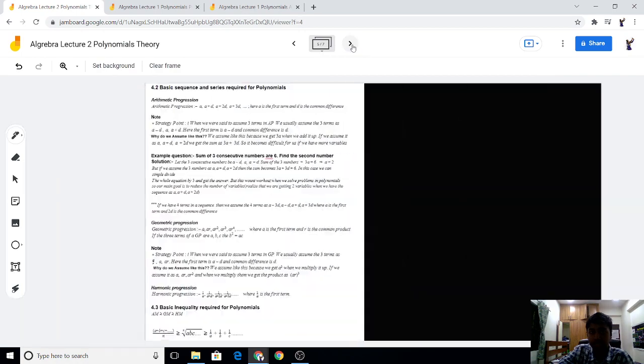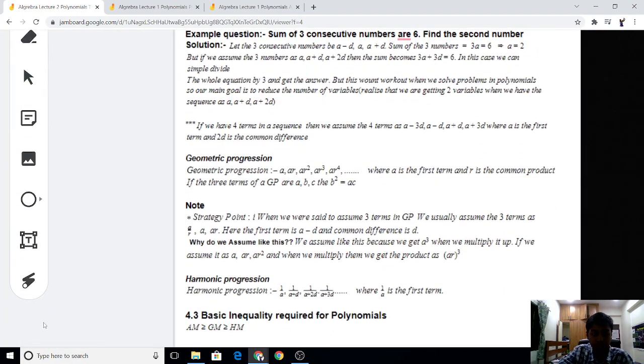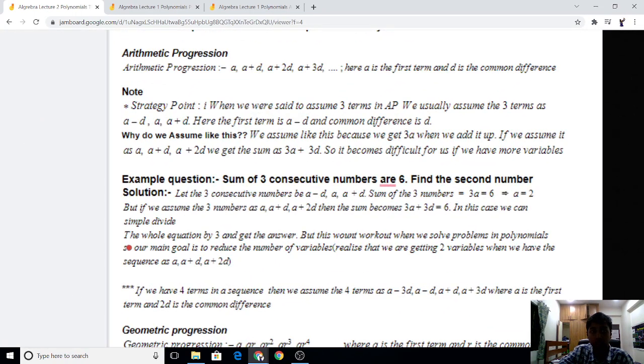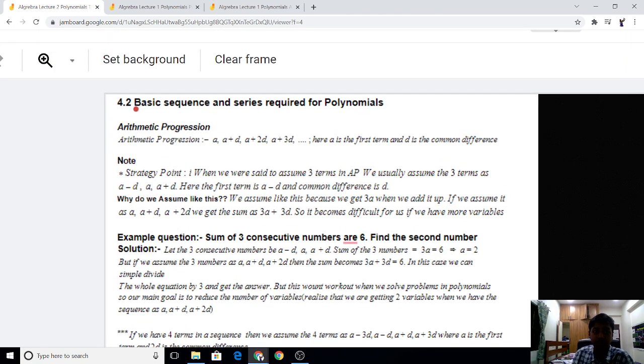So this is the Vieta relation. For it you need some basic sequence and series. Obviously sequence and series will be taught in depth, but we need some basics for polynomials. An arithmetic progression is nothing but, first, 2, 4, 6, 8, 10. It is constantly increasing by 2, so I say that the common difference is 2.